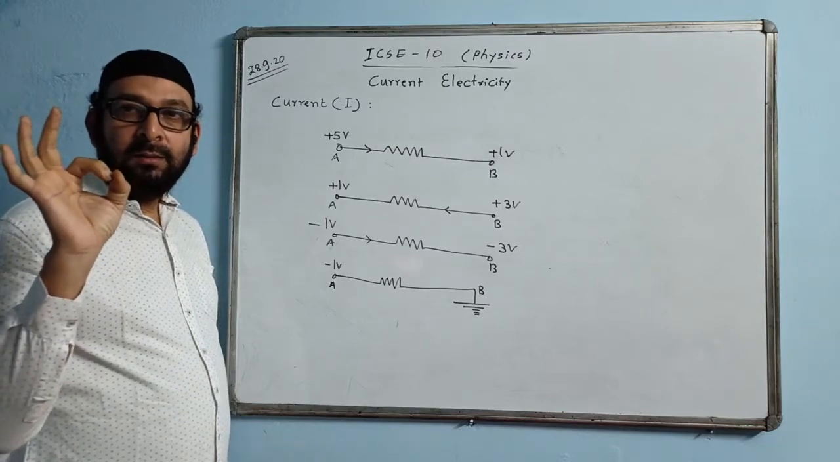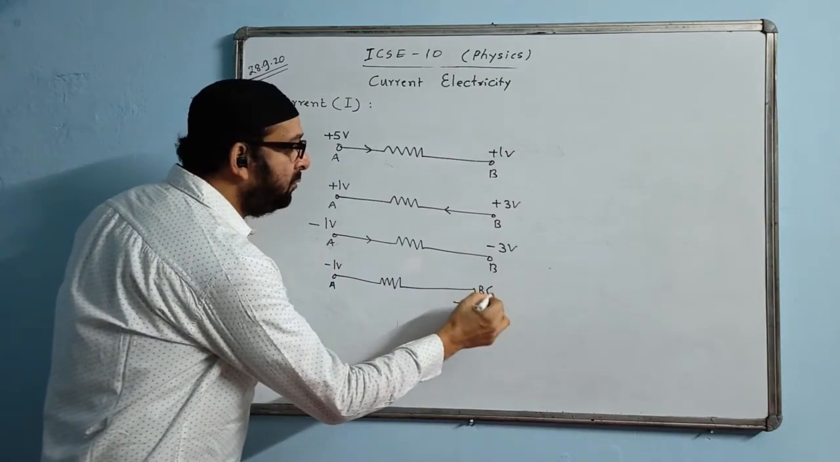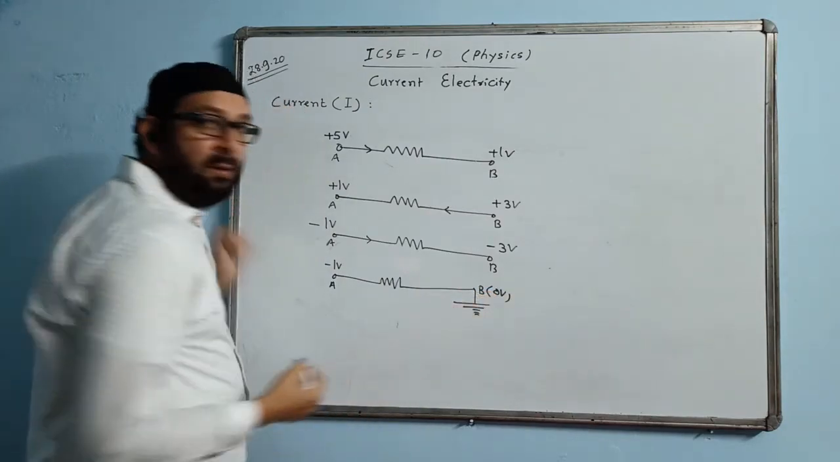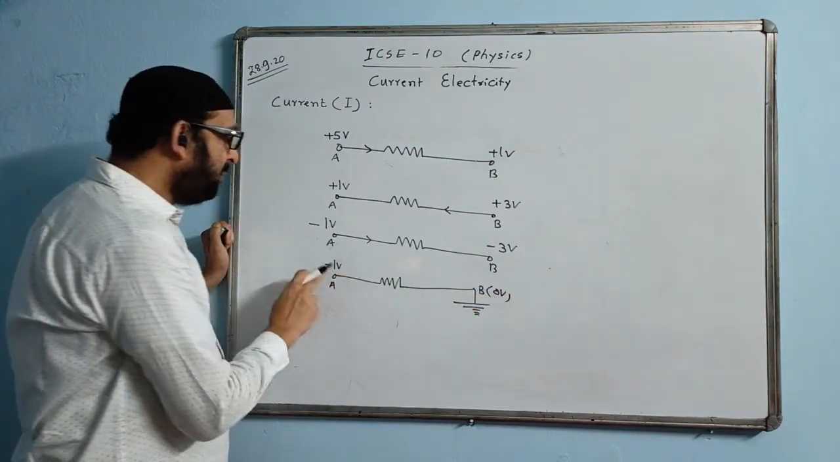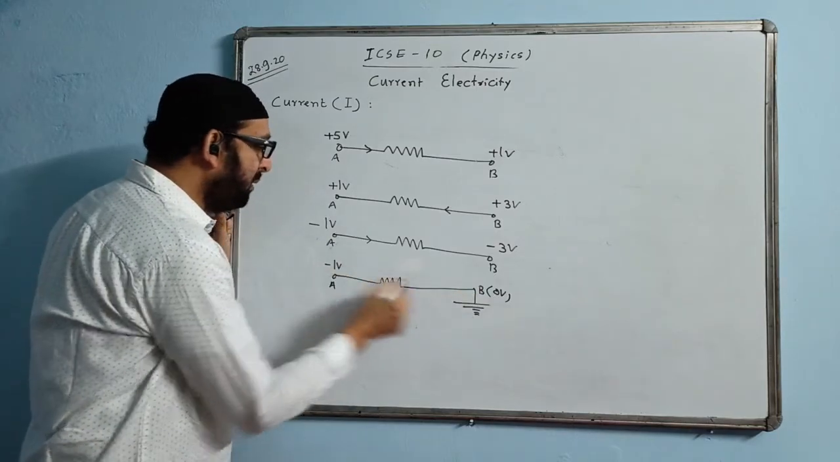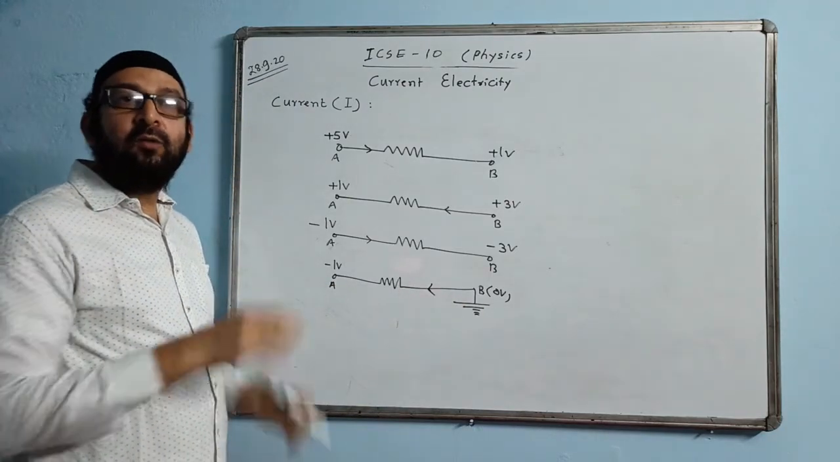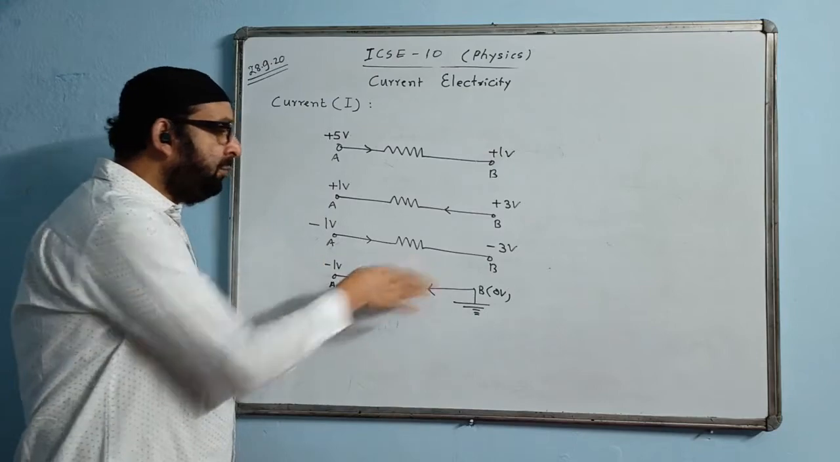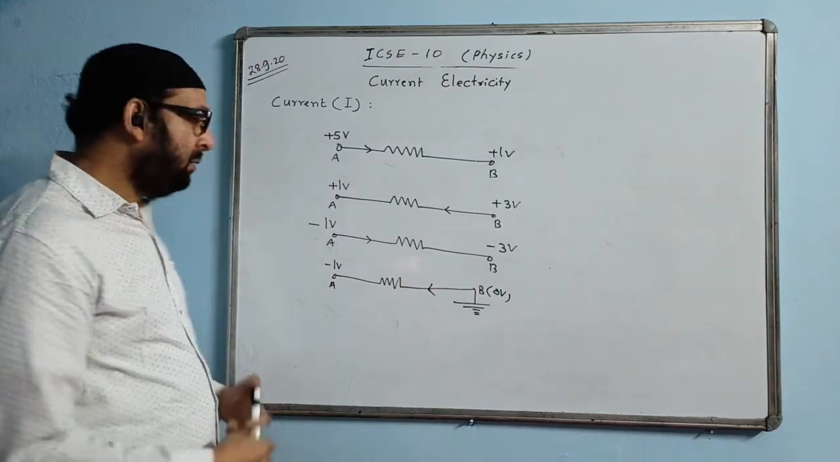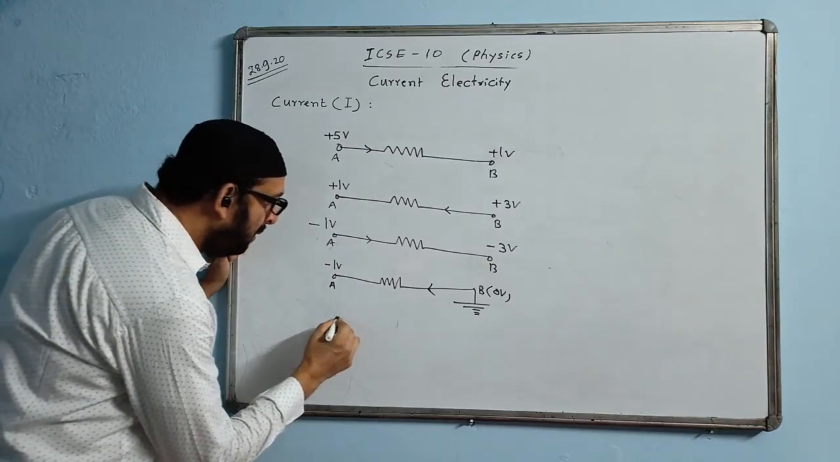It may not be given in the question, so you will be taking this as 0 volt yourself. This is 0 and this is minus 1. So what direction will current flow? 0 is bigger than minus 1, so current will flow from B to A, whereas electron will flow in the direction opposite, from A to B. That is how you will mark. This type of question may come for 1 mark or for 2 marks.